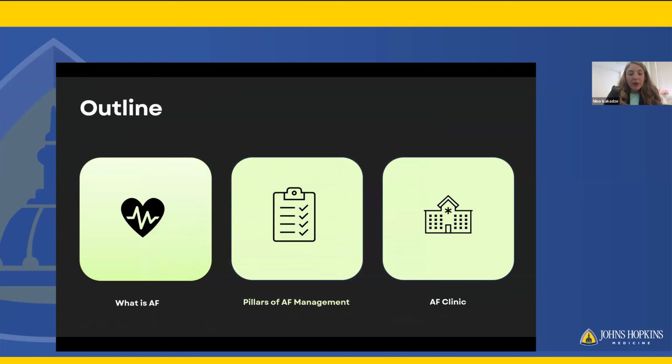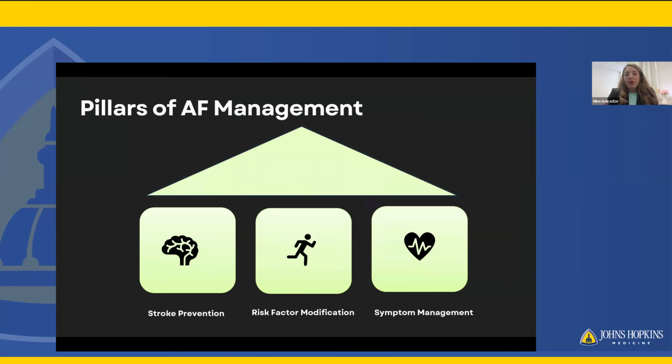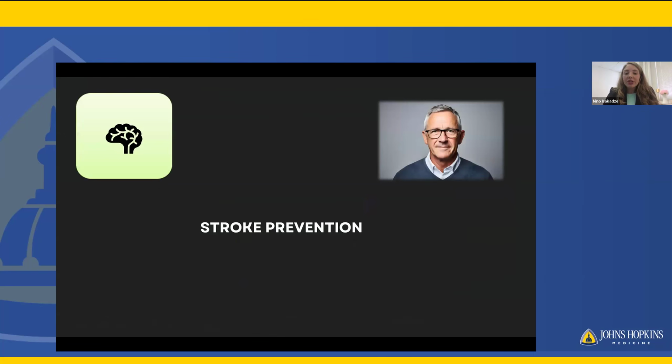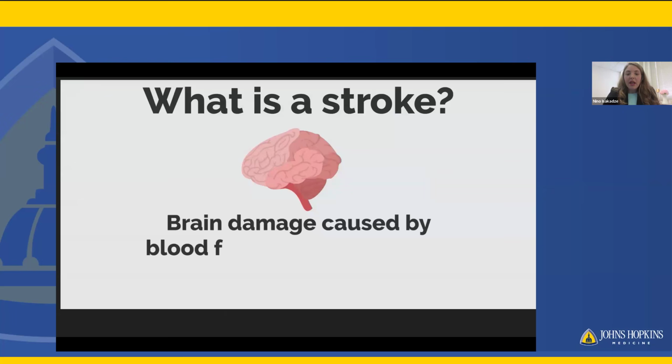And moving on to the pillars of atrial fibrillation management. The main three goals whenever we get a diagnosis of atrial fibrillation are to focus on stroke prevention, risk factor modification, how we can prevent the progression of atrial fibrillation, and then symptom management. So first, stroke prevention. It's very important to protect the brain.